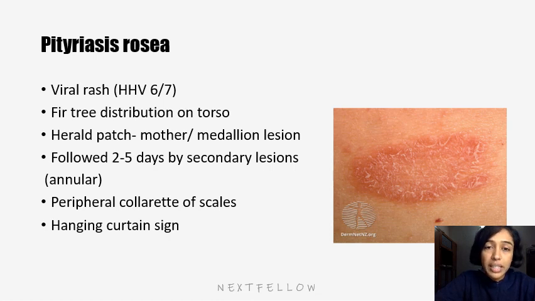So a collarette means the scale on the skin, if you look at the photo here, is attached to the periphery of the skin, but towards the inner side of the lesion, the scale is loose. So it opens up towards the inner part of the lesion. Okay, that's a collarette of scales. And a hanging curtain sign is seen in PR. Hanging curtain sign is when you stretch the lesion perpendicular to the long axis of the lesion, you will elicit more of these fine scales. So it's like a hanging curtain.